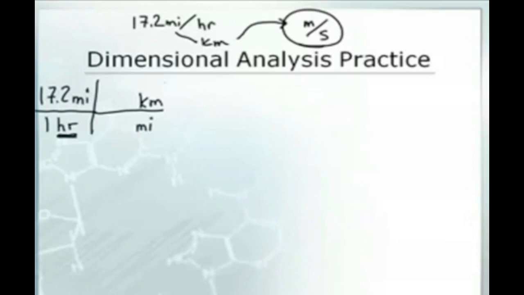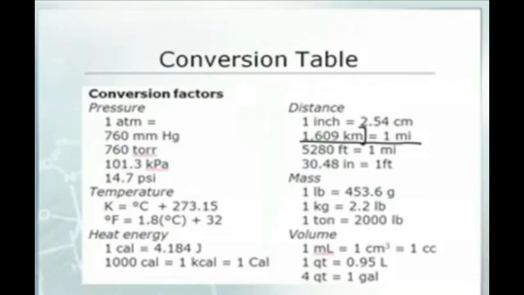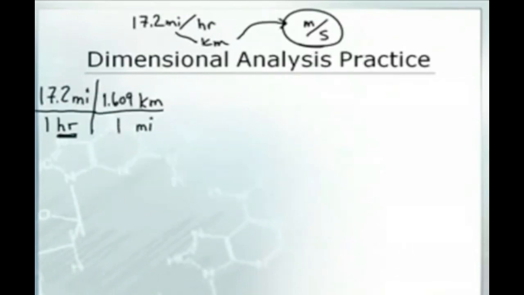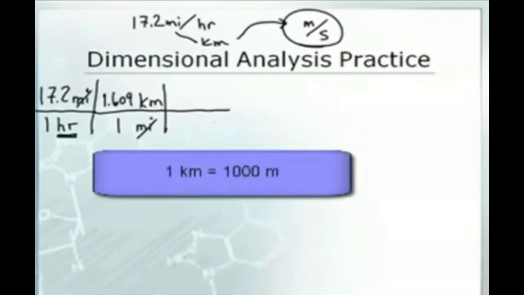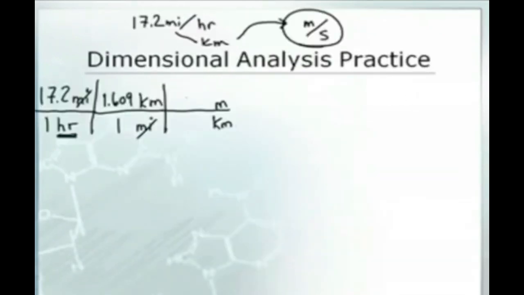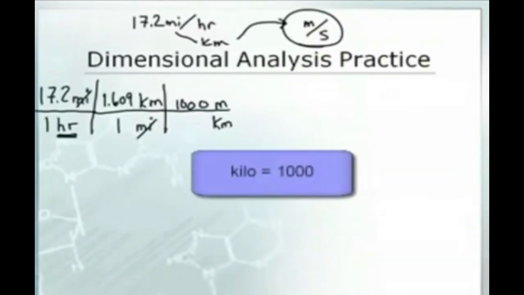Now let's look at the number on the chart here. 1.609. There's 1.609 kilometers in 1 mile. My miles cancel. Now I just keep going on my fraction. Now we can go kilometers to meters, that's easy. But that's not on my conversion table. You're going to have to use the fact that there's 1,000 meters in one kilometer. And the kilometer cancels.